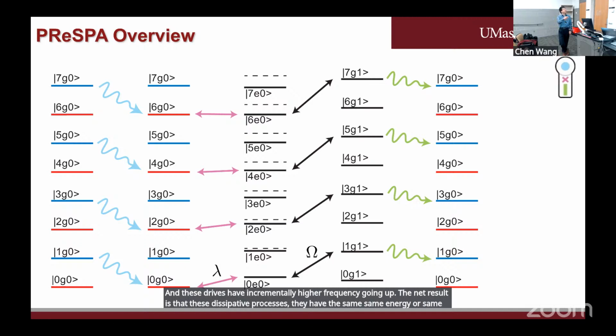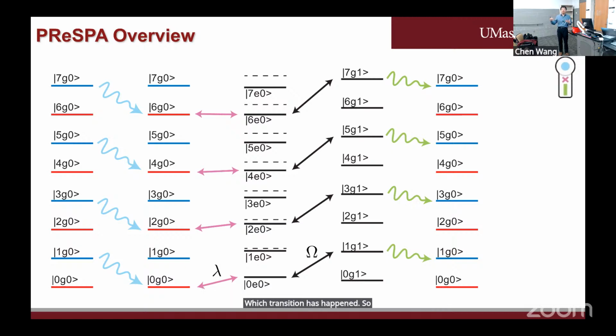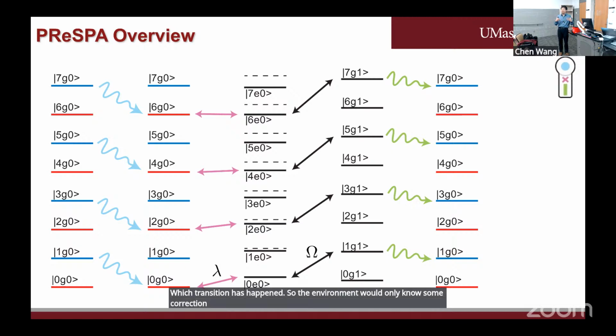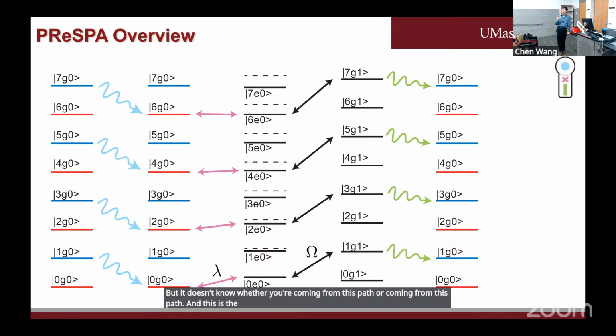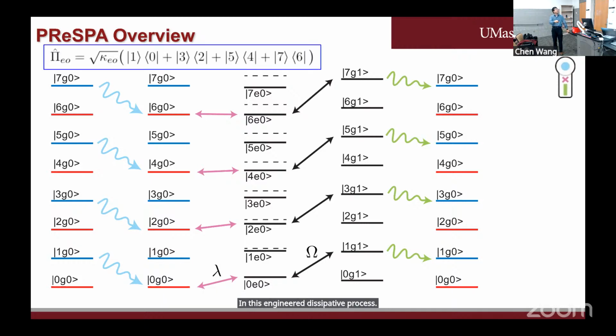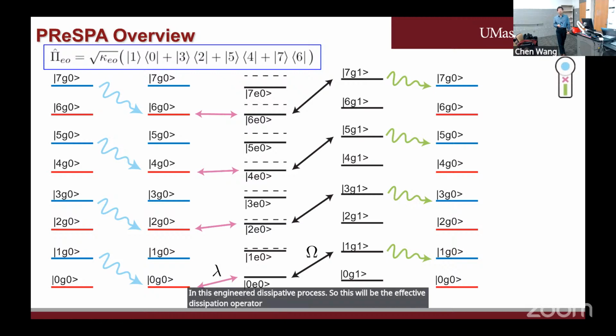And therefore, if you activate this transition versus activate this transition, the environment wouldn't know which transition has happened. So the environment would only know some autonomous correction process has happened, but it doesn't know whether you're coming from this path or coming from this path. And this is the key to preserve the quantum superposition in this engineered dissipative process. So this will be the effective dissipation operator. Yes, questions?